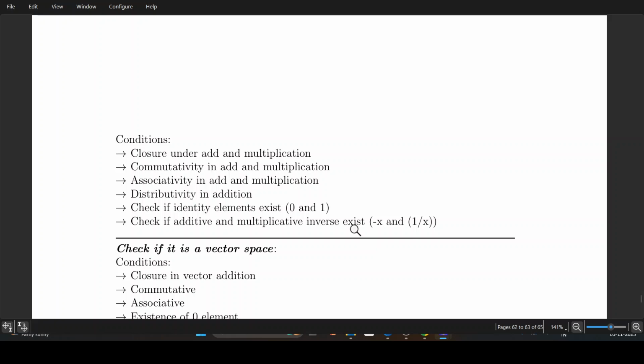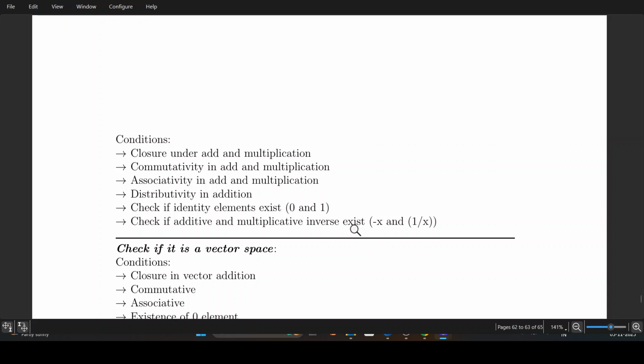So if for two elements x and y in a given set, x plus y should be equal to y plus x and xy should be equal to yx. Next is associativity. So for three elements x, y, z, (x plus y) plus z should be equal to x plus (y plus z), just like real numbers, and similar for multiplication. Next is the distributivity, that is x into (y plus z) should be xy plus xz.